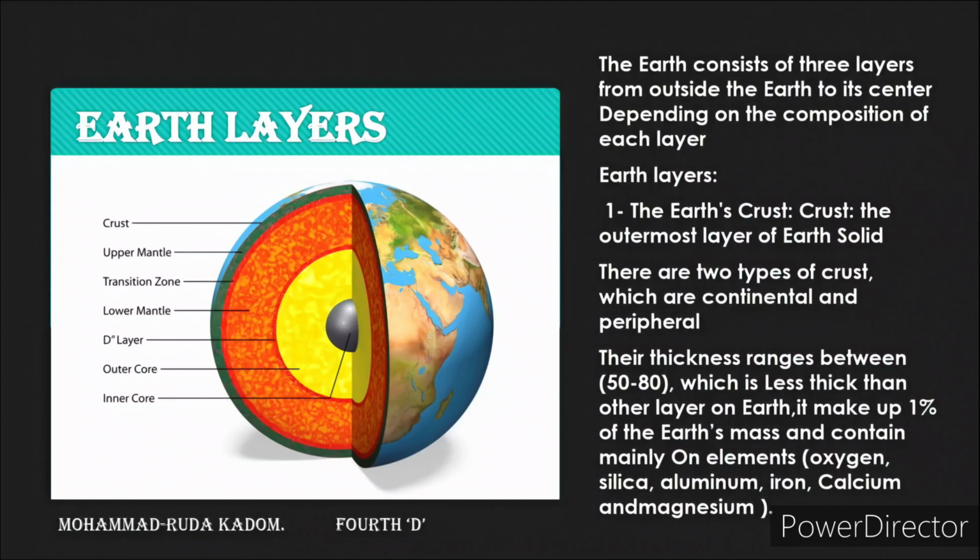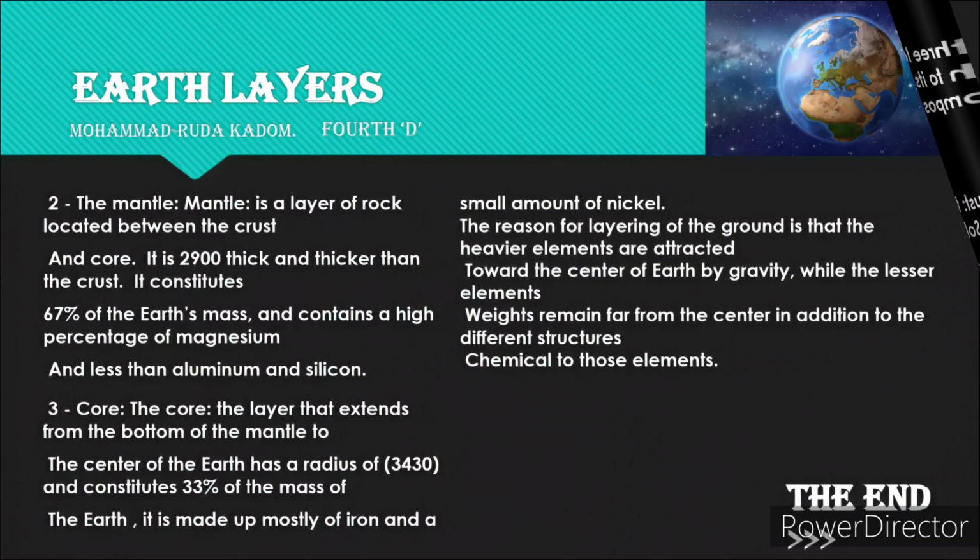Their thickness ranges between 50 to 80, and this is the thinnest layer on the Earth. It makes up 1% of the Earth's mass and contains mainly elements like oxygen, silica, aluminium, iron, calcium, and also magnesium. The second layer of Earth is called mantle.